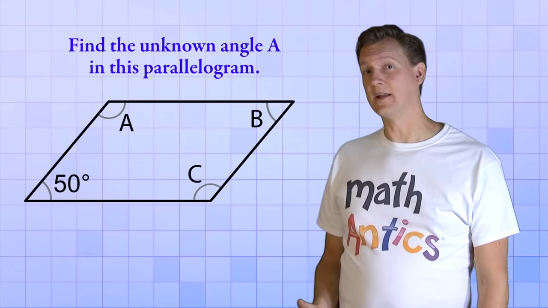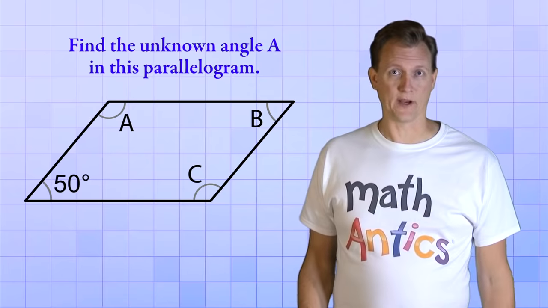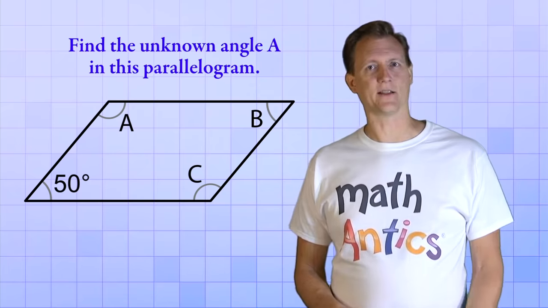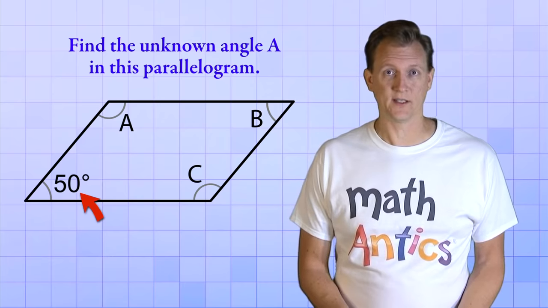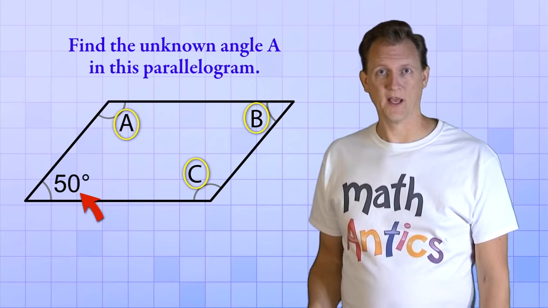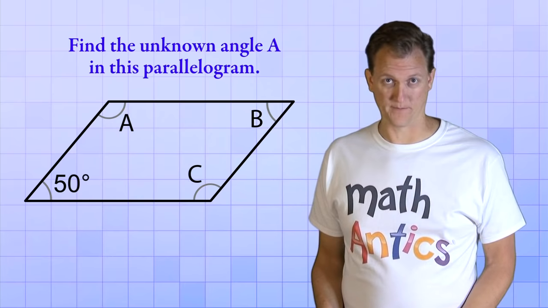Let's look at one more unknown angle problem that's a little tricky. This problem asks us to find the unknown angle A in a parallelogram. But it looks like they only told us what one of the angles is, and the other three are unknown. So how can we possibly figure this one out?